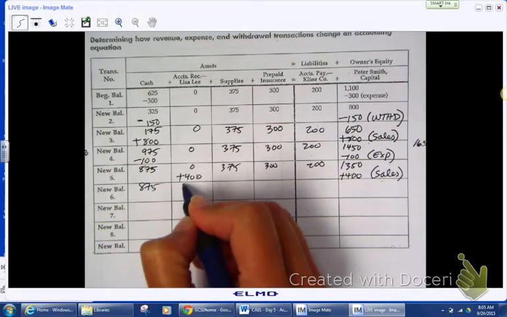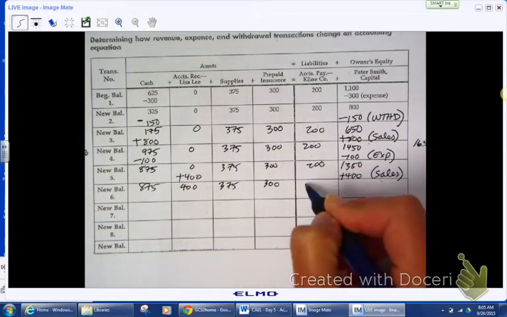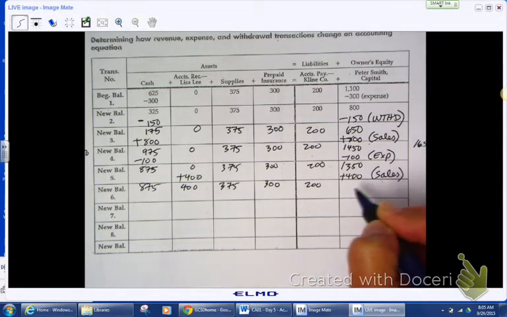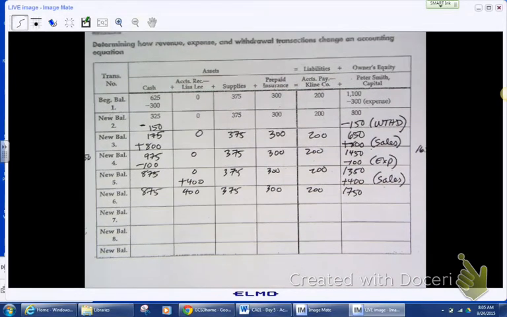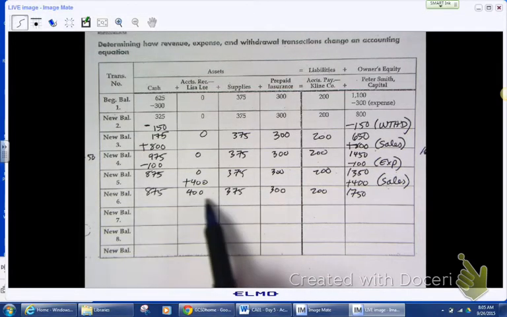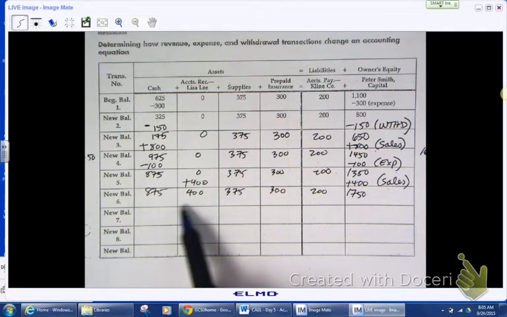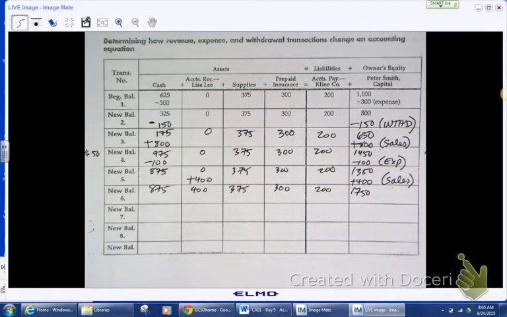875, 400 now, 375, 300, 200, and now 1750 is my new balance. And see how you have the one line is your balances, and then the other spot is just for where a transaction is taking place. Okay? This is the same as the test is going to be, so I want to make sure people understand how the format works. Okay?